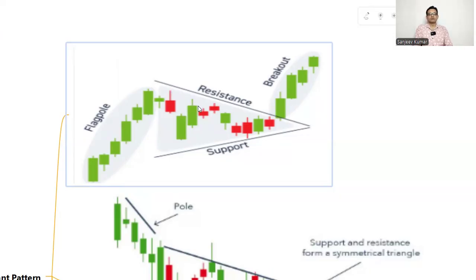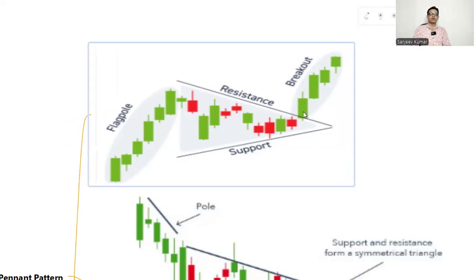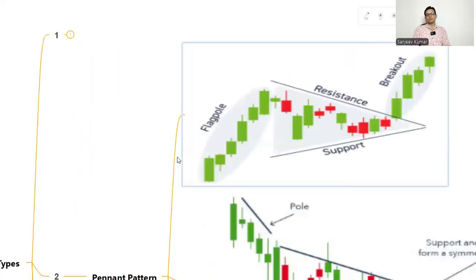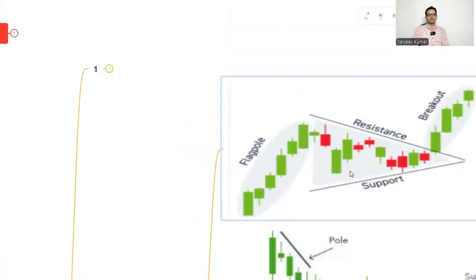So in this way the share price moves between resistance and support, and when you draw a trend line from resistance and support, you will get this kind of picture. This is a symmetrical triangle picture. And you can see here, this is the breakout candle. One thing is very important: the volume of the breakout candle should be big. So the pennant pattern looks like this picture.